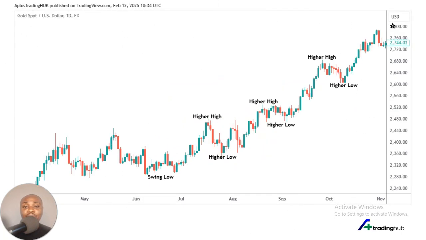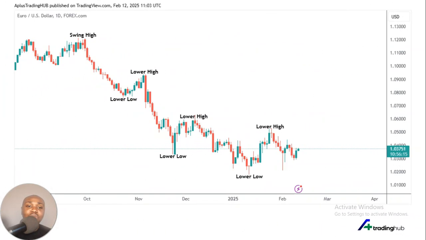To identify a bullish trend, you need to see a series of higher high and higher low. So when you see a series of higher high and higher low on the chart, then you can easily say the direction of the market is bullish. For a downtrend, you need to see a series of lower high and lower low. So when you see a series of lower high and lower low, you can easily say the direction of the market is bearish.